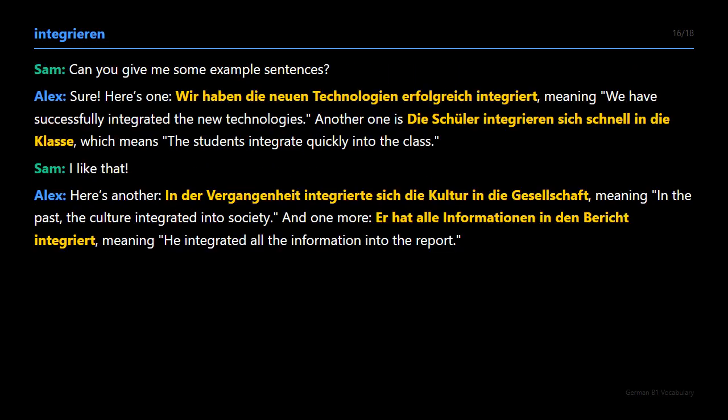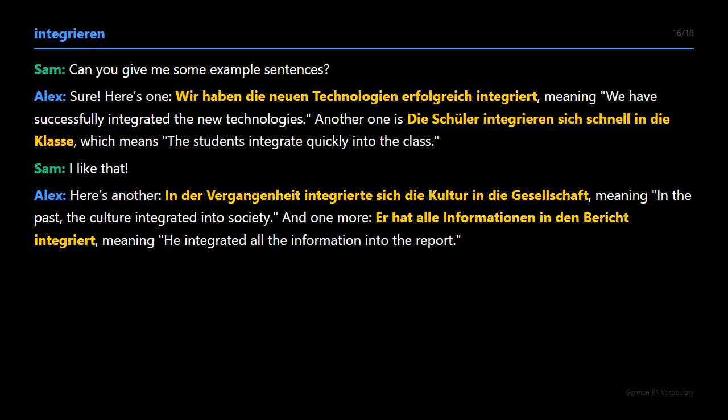Can you give me some example sentences? Sure. Here's one. Wir haben die neuen Technologien erfolgreich integriert. Meaning we have successfully integrated the new technologies. Another one is, Die Schüler integrieren sich schnell in die Klasse, which means the students integrate quickly into the class.